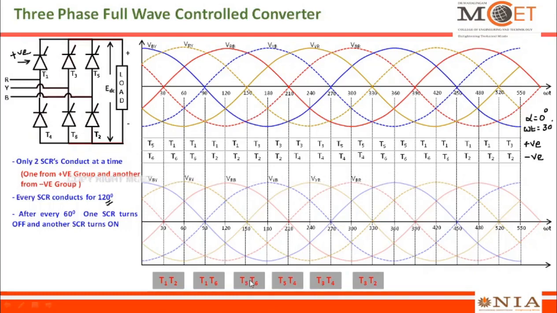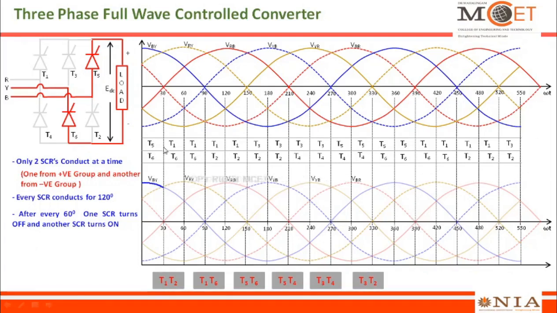So here I have given a button. Let me press this button T5, T6, and you can see that when T5 and T6 are conducting, the voltage at this point is VB. This is VB voltage, and voltage at the negative point of the load is VY. This voltage is VY. So the voltage which appears across the load is VBY. VBY is the voltage which appears across the load when T5 and T6 are conducting. And you can see that this is VBY voltage. So this voltage will be appearing across the load for the first 30 degrees.